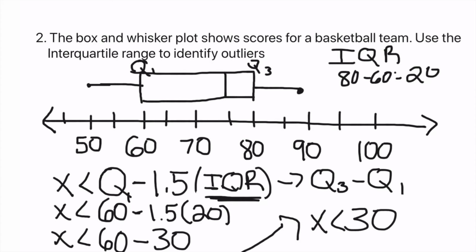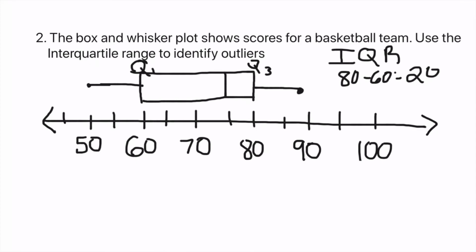So that's saying if there's any data that is less than 30 on our box and whisker plot, it's an outlier. But if we go up and look, here's our smallest piece of data, which is 50. So we don't have anything less than 30. So there isn't an outlier on the small end.